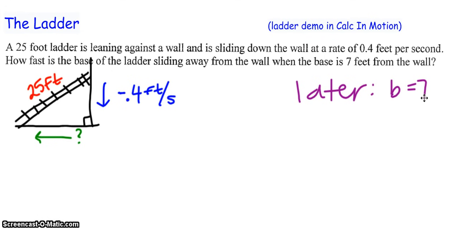I feel like we should label some sides or something. Could we call the bottom part B for base? Sounds good to me. And could we call the up and down part H for height? I think that makes sense. I think it helps to use letters that help you understand what they stand for. Like if we just use X and Y, that wouldn't be quite as good. Okay. So the negative 0.4.